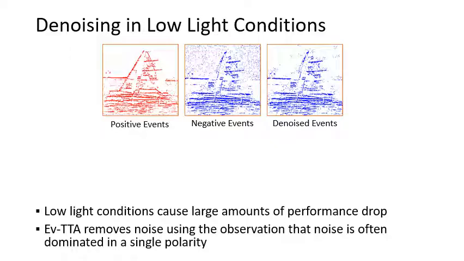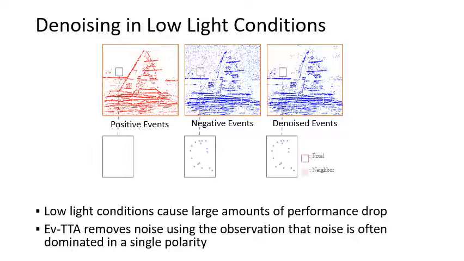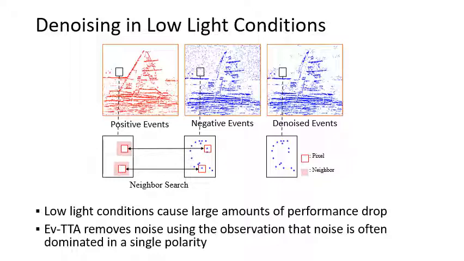In low light conditions, Ev-TTA additionally performs denoising using spatial consistency. Large amounts of noise on a single event polarity often occur in such conditions, which can be observed on the negative polarity in the figure. For each event on the polarity where noise occurred, we examine its neighbors in the opposite polarity, and if the event lacks any neighbors, we label it as noise and remove it. This allows Ev-TTA to mitigate the domain gaps from noise in low light conditions.